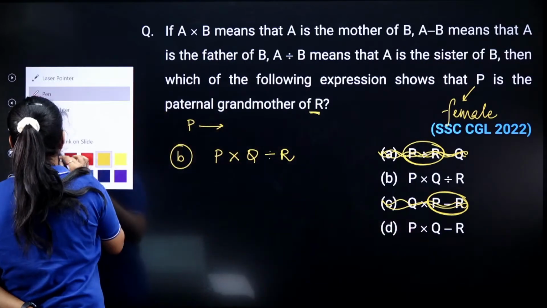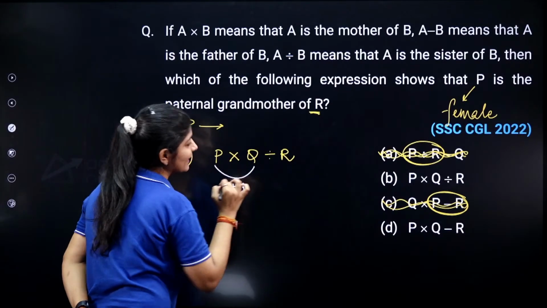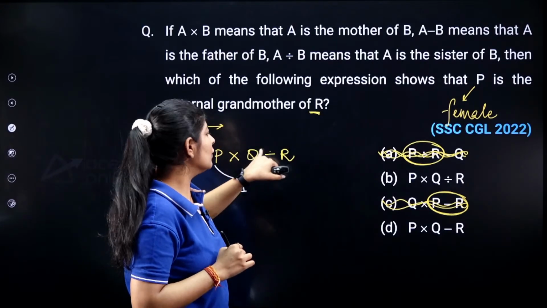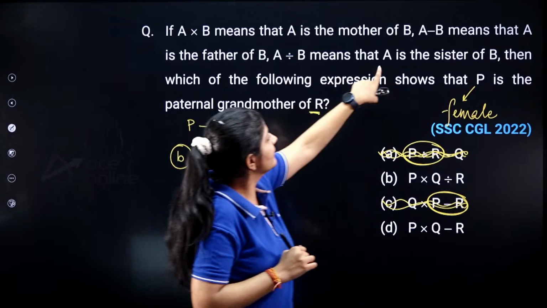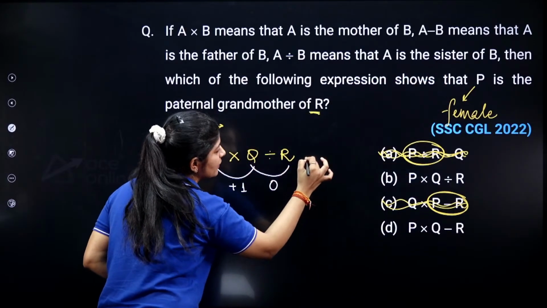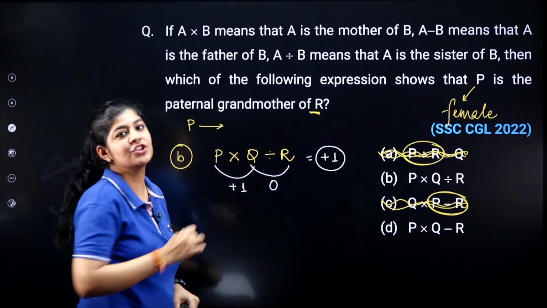If I talk about the generation gap, here P is a mother, that means I am getting +1 over here, right? Next, Q divided by R. Here, this means sister. That means here the generation gap is equal to 0 and I am getting ultimately +1 as a generation gap.